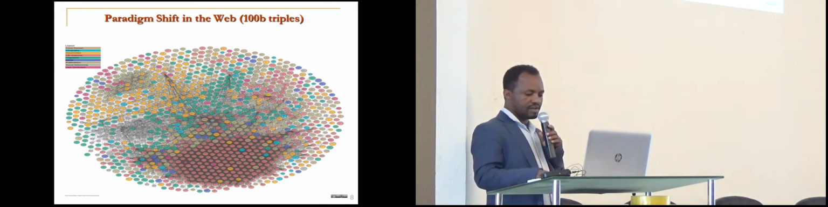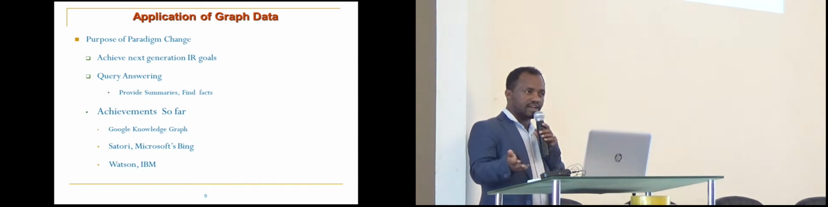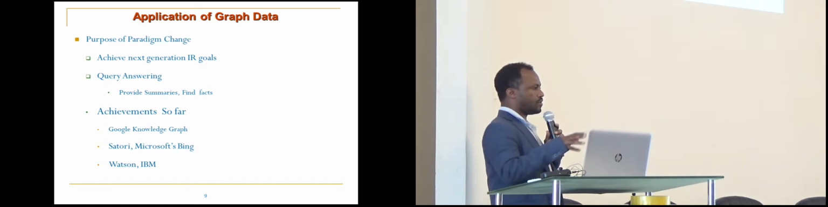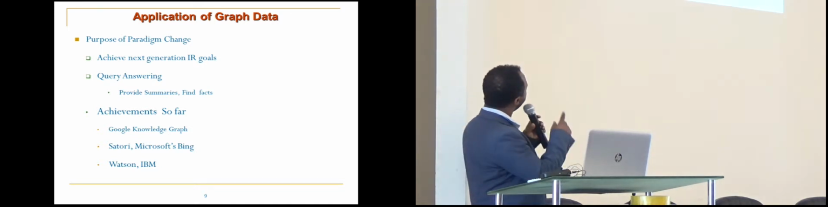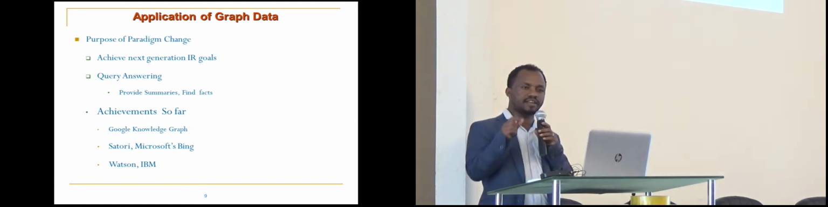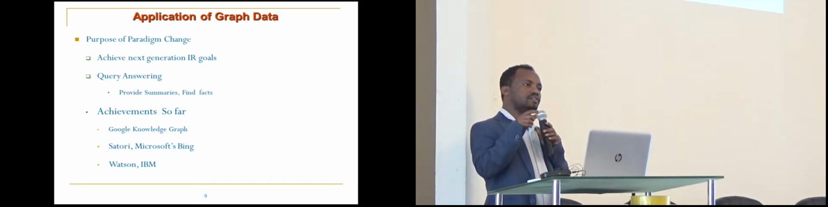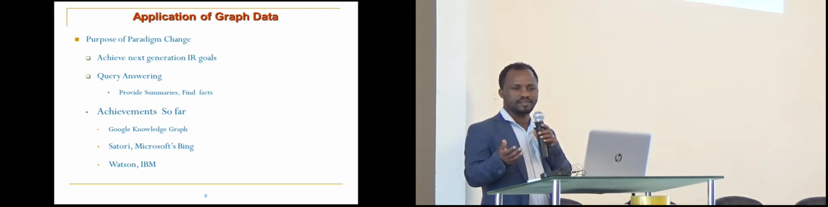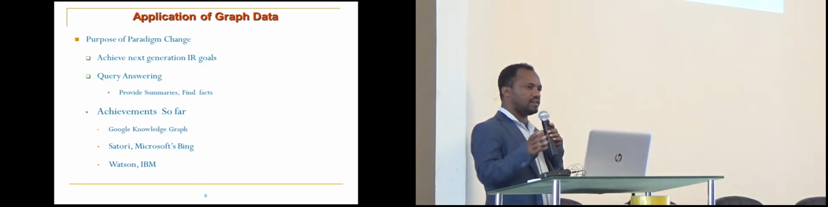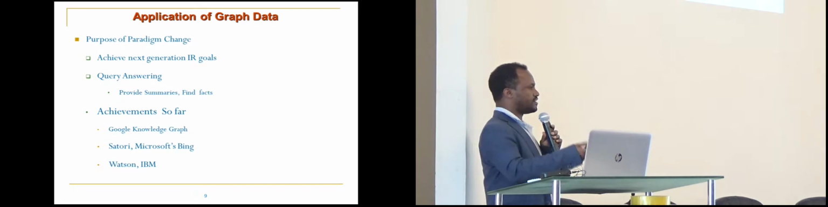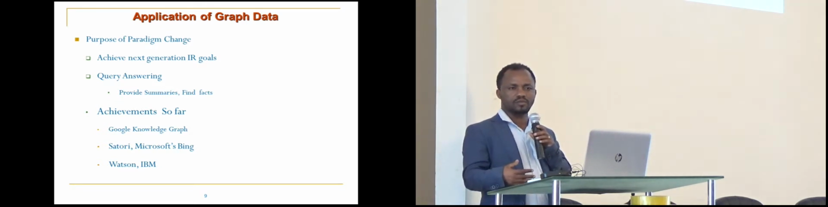The initial motivation to publish facts using RDF data was to achieve next generation information retrieval goals. The next generation information retrieval goal is giving facts, giving answers for our queries, not a list of documents that talk about our query. So when the semantic web was initially conceived, it was to give answers for queries. How successful was that?